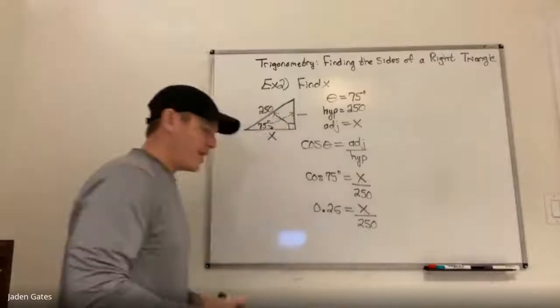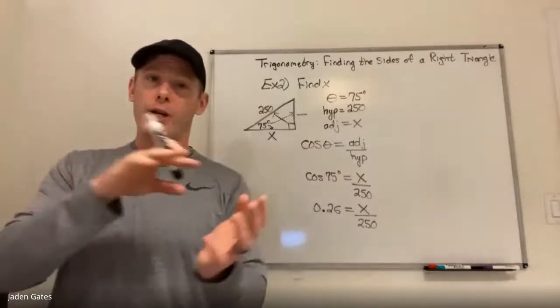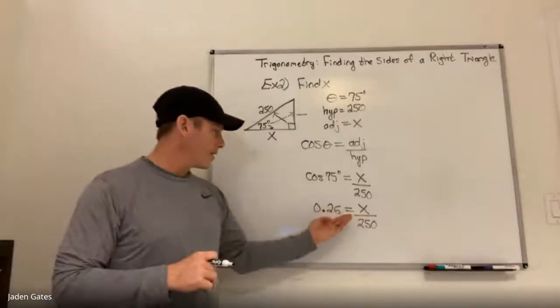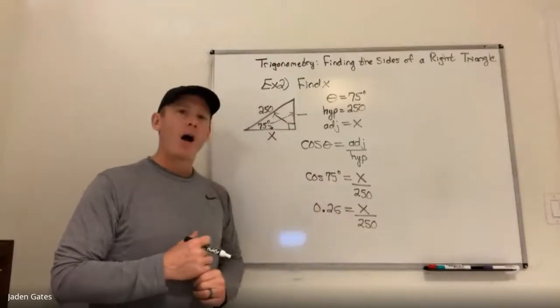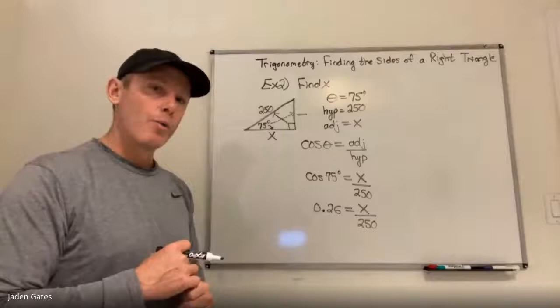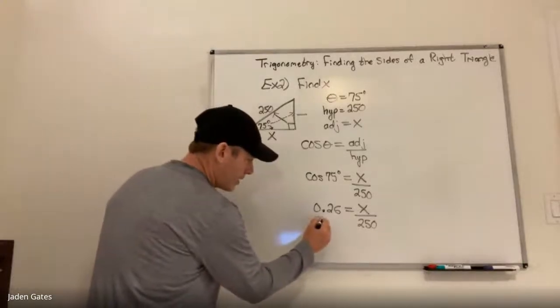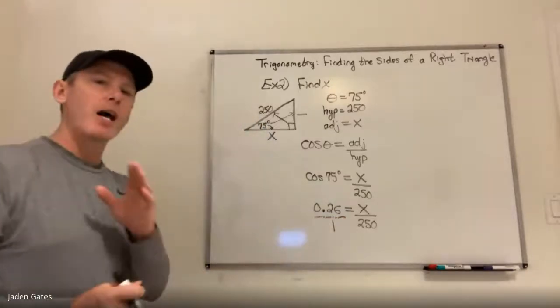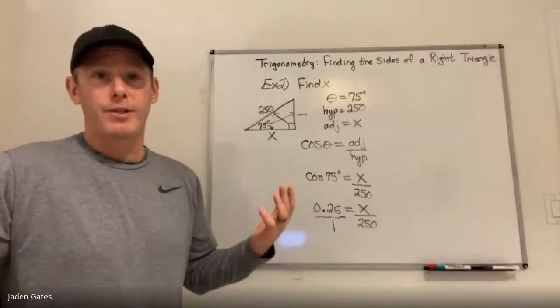Now, the next thing I'm going to do is a trick that is going to be used pretty much the rest of this unit. I have 0.26 is equal to x divided by 250. I'm going to create a situation here where I have a fraction equaling a fraction. So I'm going to make this 0.26 a fraction by dividing by 1, because that doesn't change the number. Any number divided by 1 is itself.